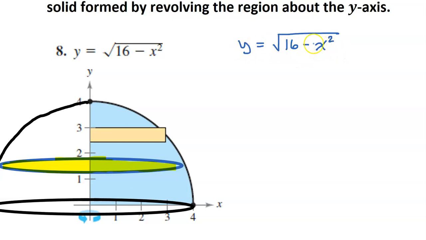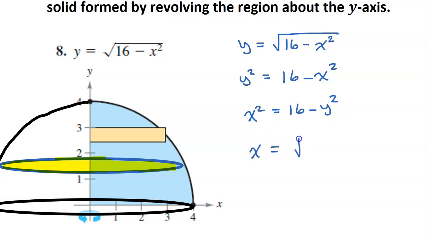If we square both sides of the equation, we get y squared is equal to 16 minus x squared. Next, if we add x squared to both sides of the equation and subtract y squared from both sides, we get x squared is equal to 16 minus y squared. Finally, if we take the square root of both sides, we end up with x is equal to the square root of 16 minus y squared. Normally, I would say plus or minus, but we are strictly in the first quadrant, so we only need the positive version.